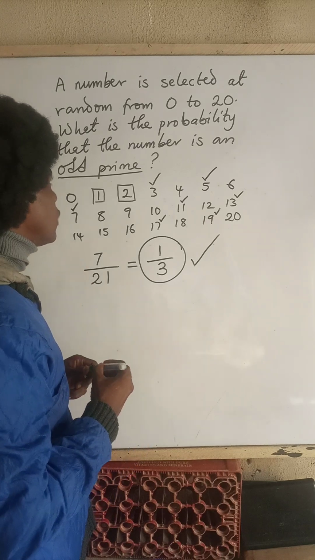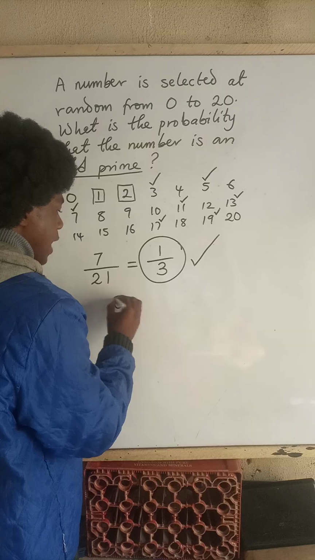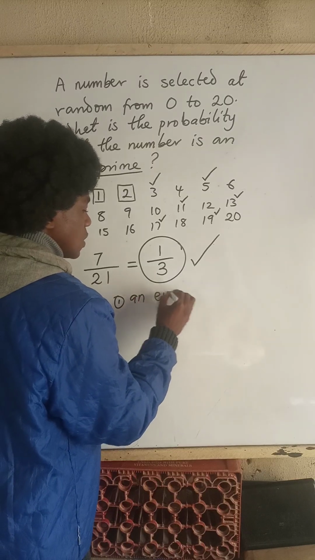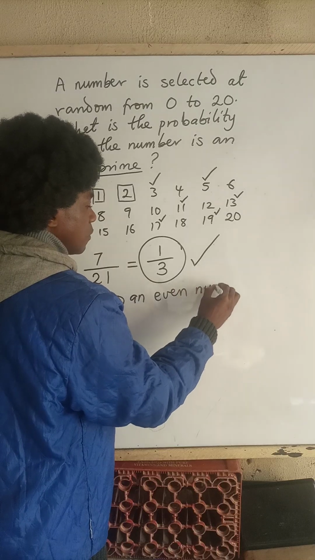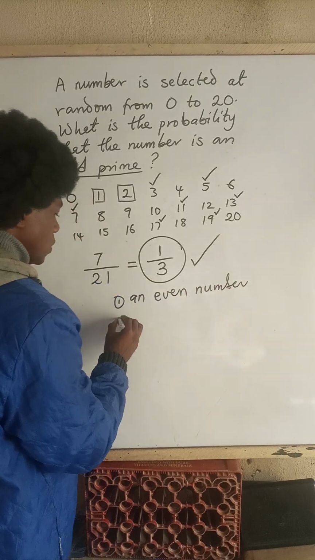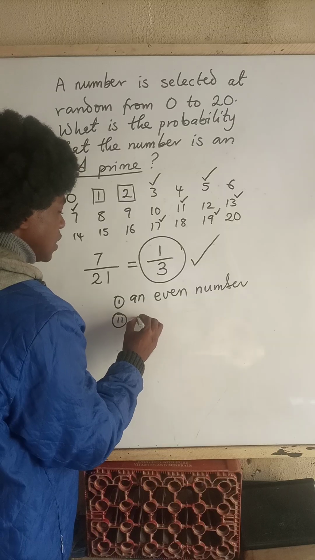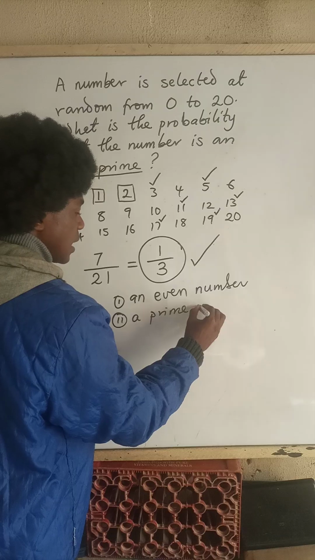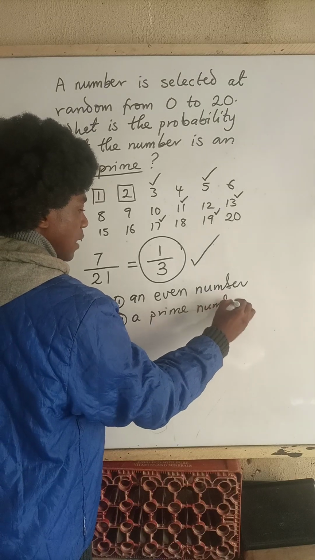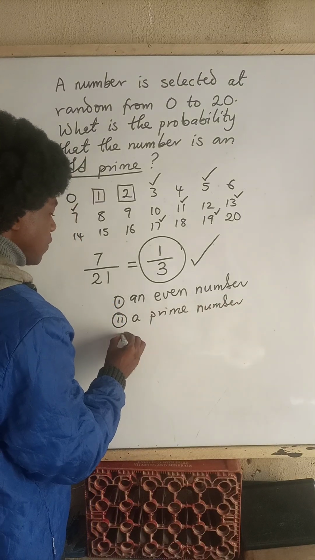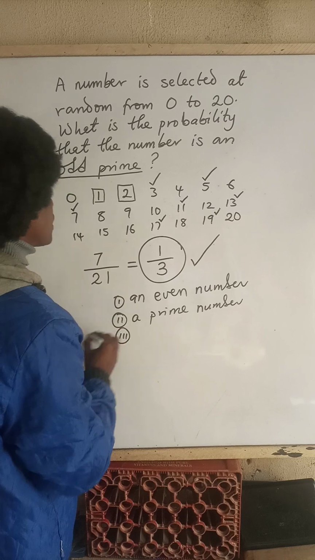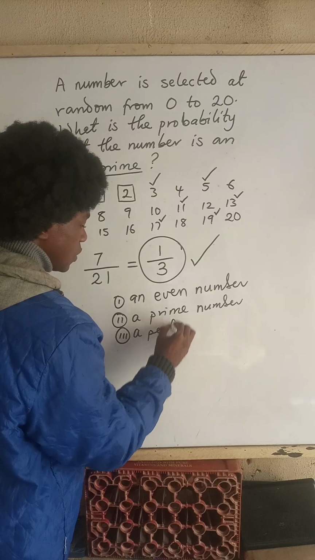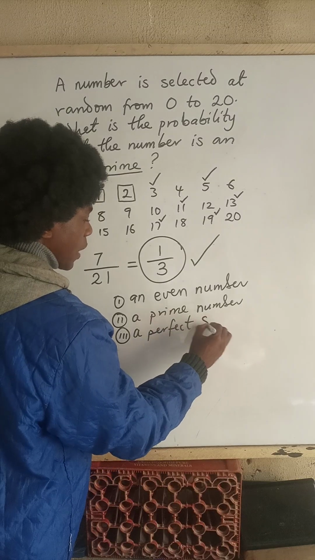Find the probability that the number is an even number. The probability of picking an even number. And also, the next one, find the probability of picking a prime number. Probability of picking a prime what? Number. Now, the last but not the least, find the probability of picking a perfect square. Find the probability of picking a perfect square from 0 to 20.